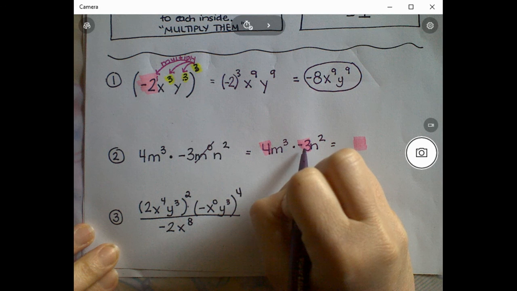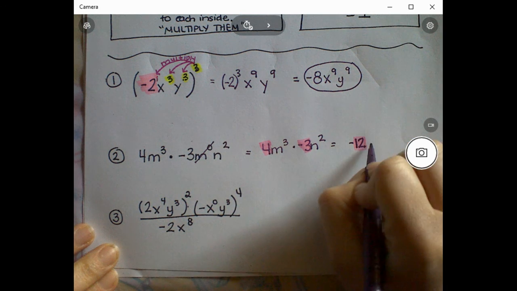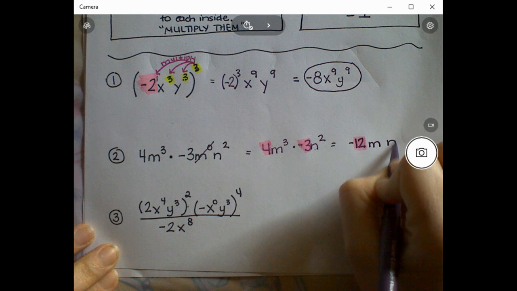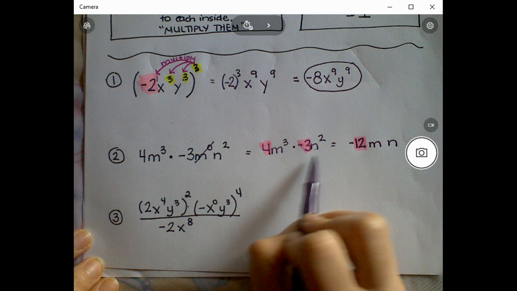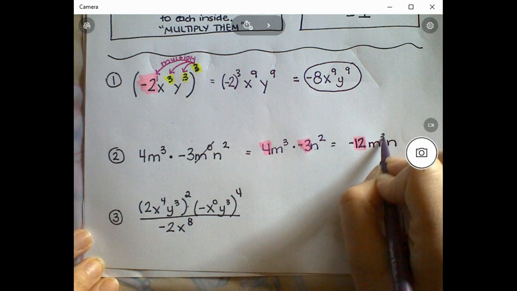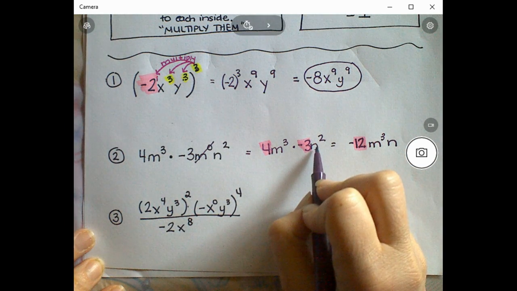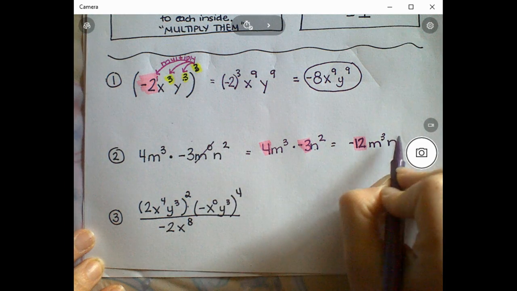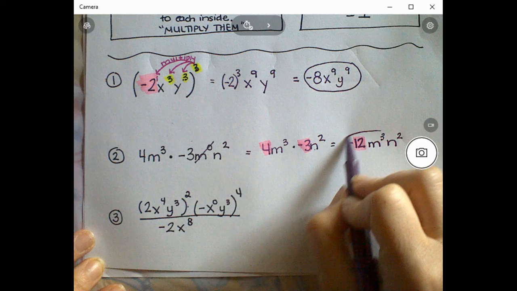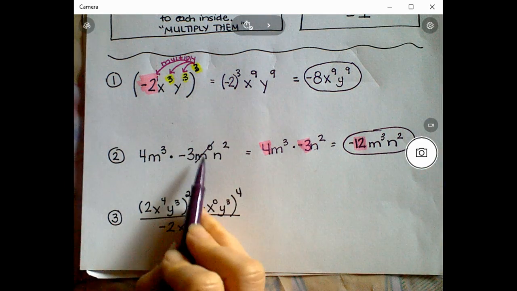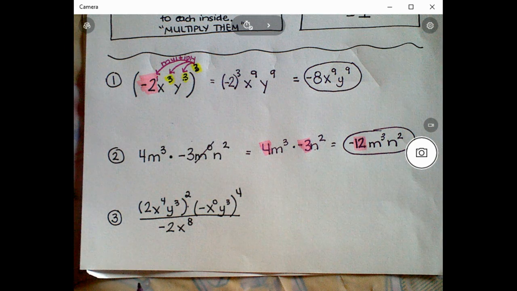4 times negative 3 is negative 12. We're going to have an m and an n. We have 3 m's here, none here, so in total we have 3. Here we have n squared. There's no n's here, so it stays n squared. And that's the answer. So that 0 power just cancels out. It makes it equal 1.